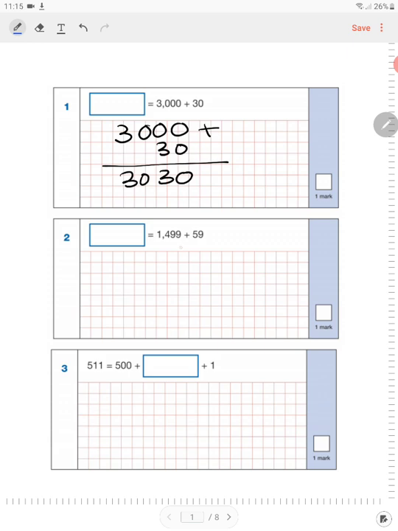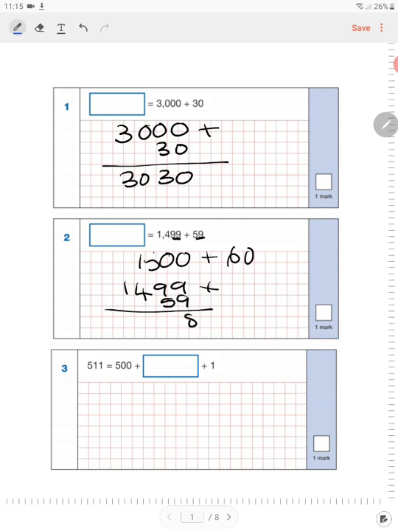Now, what you can actually see is this is very nearly 1,500, and this is very nearly 60. So you could do 1,500 plus 60, which would give you 1,560, and then take the extra one off from both sides. But for most of you, I think what you would have probably done is simply written it down as a place value calculation.